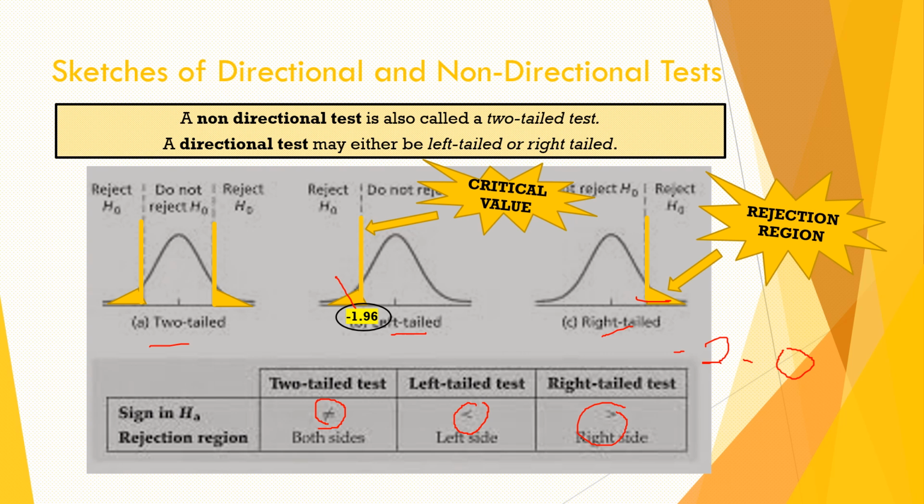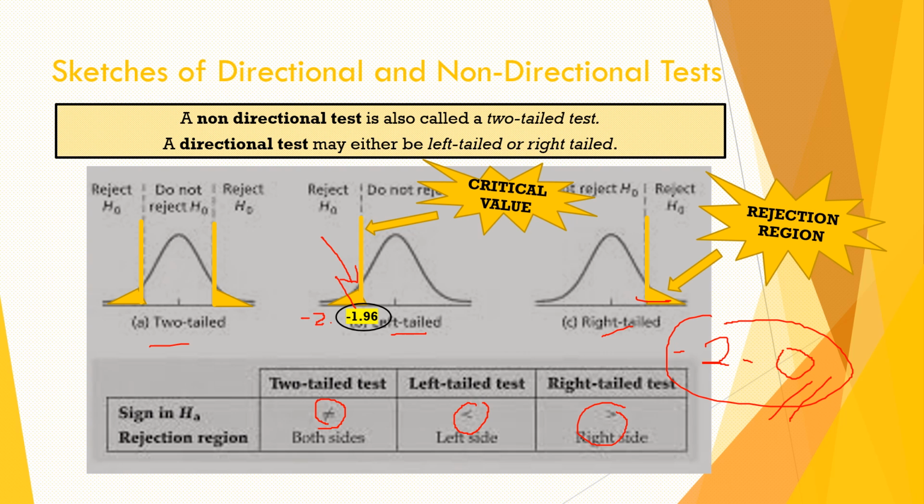Since your computed stat is negative 2.0, and when you look at it, your critical value is at negative 1.96, negative 2.0 will fall in the rejection region. Because you can see negative 2.0 here. Since the test stat you computed is in the rejection region, your decision there is you have to reject your null hypothesis. Okay, that's how critical value and the rejection region work. So we have the critical value and then the rejection region.